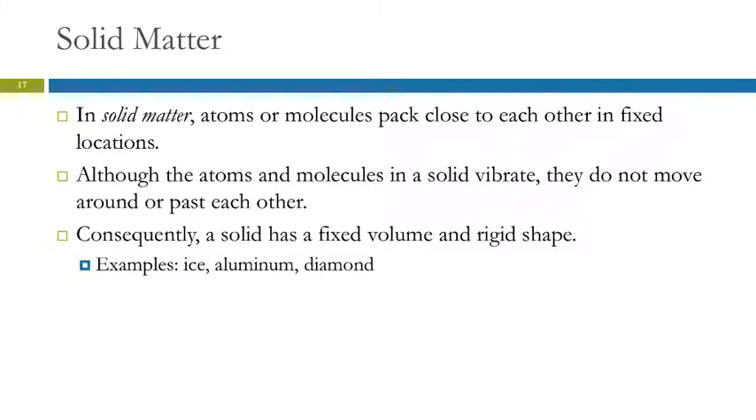So this is a lot of what I just said, but with words, so I'll go through this fairly quickly. So in the solid, the molecules are close together in fixed locations. They're vibrating, but they don't move around relative to the other atoms. So as a result of that, a solid has a fixed volume and a rigid shape. This calculator's a solid, right? If I put it in this basket or if I put it on the counter, its shape or its volume doesn't change. It stays the same.